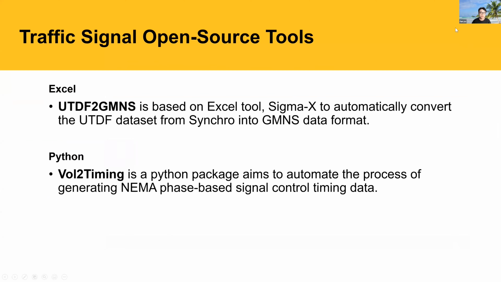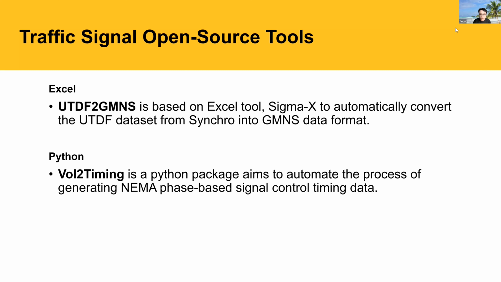So here are the tools that we're going to talk about today. The first one is UTDF2GMNS. It's based on Excel and derived from SigmaX to automatically convert the UTDF dataset from Synchro into GMNS data format. The second one is Volume to Timing, a Python version of SigmaX. It also aims to automate the process of generating NEMA phase-based signal control timing data. Both of these tools, Volume to Timing and SigmaX, are based on the Highway Capacity Manual.